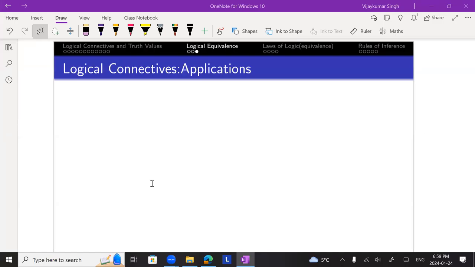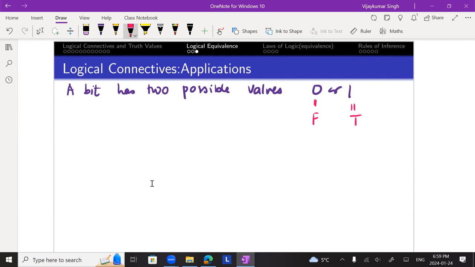So there's a lot of applications of this. One of the applications is the following. In your computer, things are processed as bits. So what are bits essentially? A bit in a computer has two possible values: zero or one. You can think about one being equivalent to true, and zero being equivalent to false.